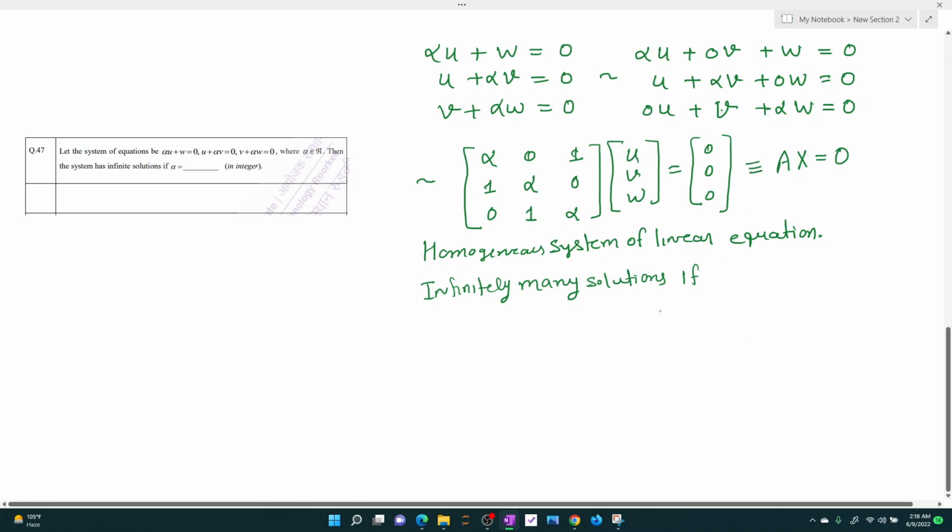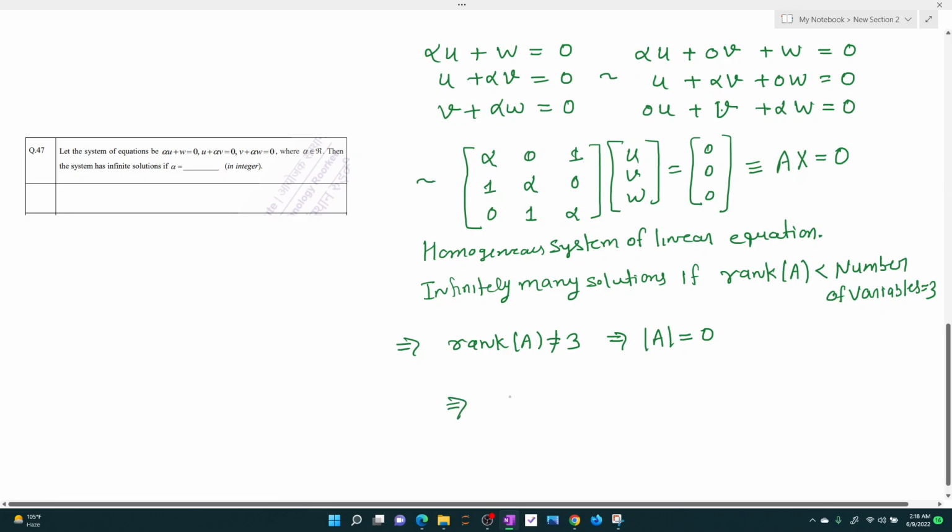So if the rank of A is less than the number of variables, right? Here the number of variables is 3. So the rank should be less than 3, whether it is 1 or 2, that doesn't matter. So if rank is not equal to 3, this implies the determinant of A should be 0. Okay, let's find out the determinant of A.